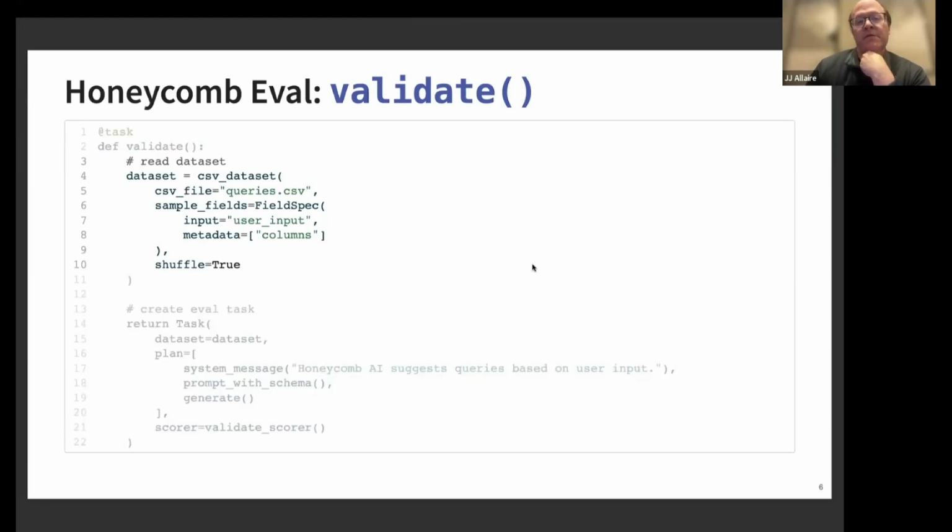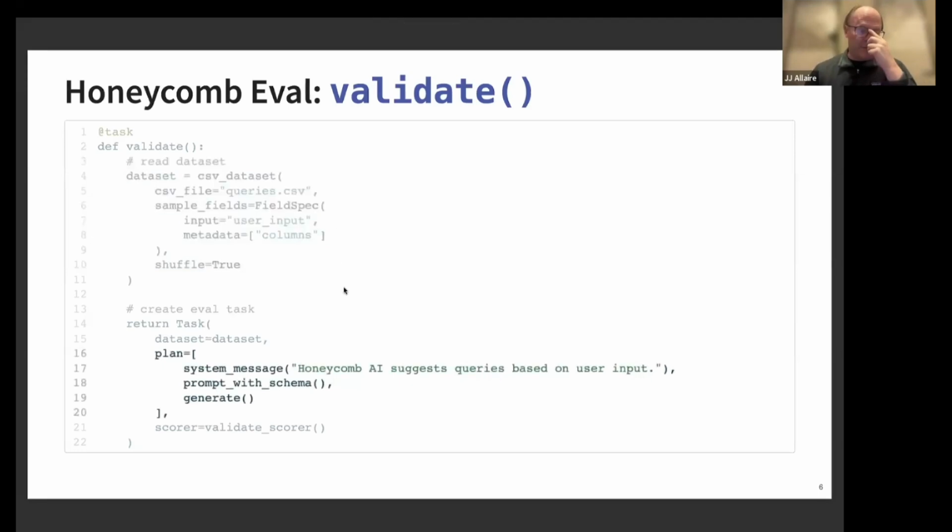And this is just reading from the CSV. There are standard fields that go in data sets. Input is one of them. And then there are custom fields that different evals will need. In this case, columns is important because we're going to use columns for the prompt template. And so we want to save the columns when we read the data set in.